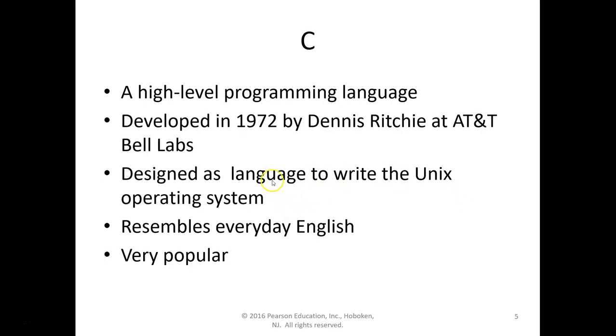Okay, so C is a high-level programming language, but it's really close to the machine. A lot of operating systems have been written in C. It was developed in 1972 by Dennis Ritchie at AT&T Bell Labs. It's designed as language to write the Unix operating system, and you all are familiar with the Unix operating system. Two of the main popular operating systems are Unix and Windows, and then you have others.